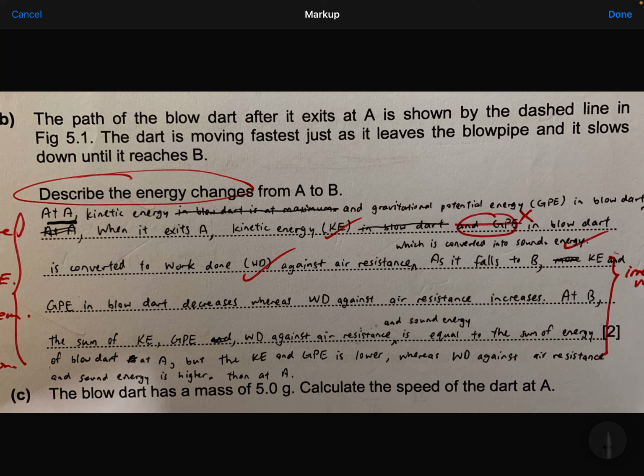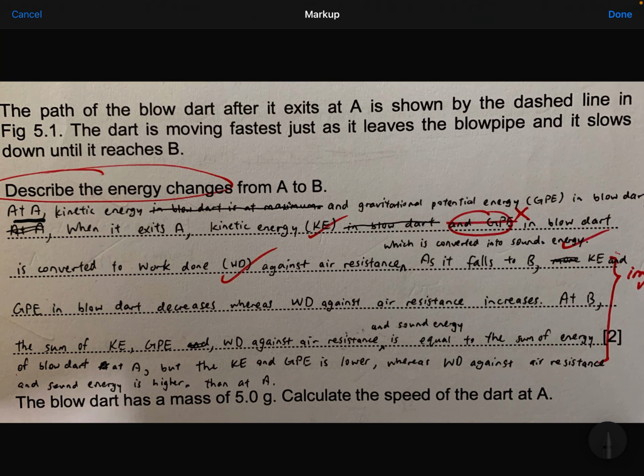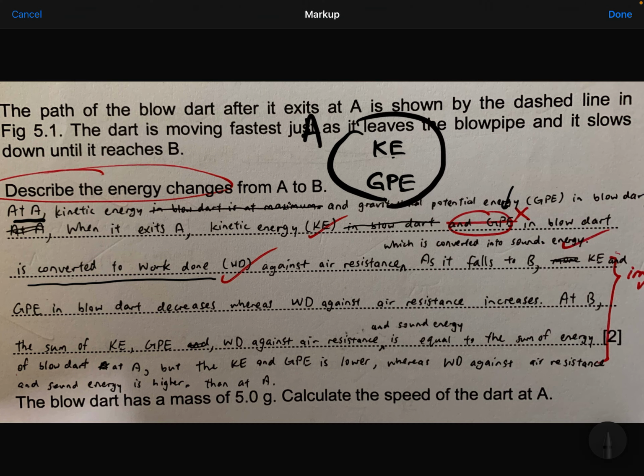So it says describe the energy change. It says at A, the kinetic energy and potential energy, what is converted to work done. So I say that this is wrong. Okay, your KE and your GPE, yes, this is what I am having at the start. At A, this is what I am having, but they are not changing together into one form called work done. Well, you get what I mean? Yeah, the kinetic energy is true, is converted to work done, but the potential energy, it is not.